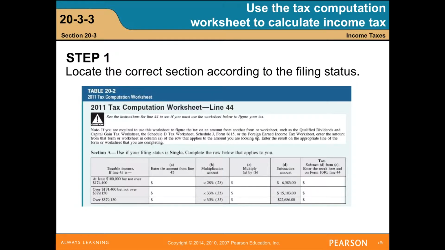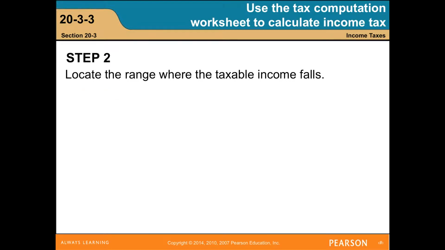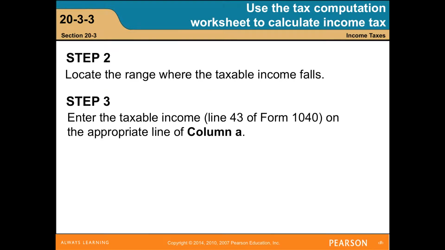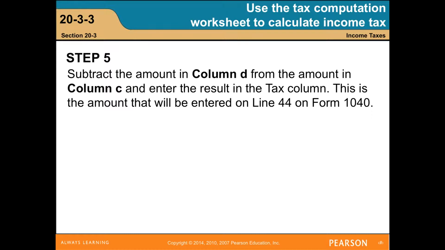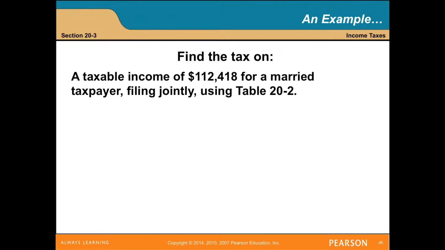Use the tax computation worksheet to calculate income tax. In the first step, locate the correct section according to the filing status. Locate the range where the taxable income falls. Enter the taxable income on line 43 of the 1040 form on the appropriate line in column A. Multiply the amount in column A by the amount in column B and enter the result in column C. Subtract the amount in column D from the amount in column C and enter the result in the tax column. This is the amount that will be entered in line 44 on form 1040.